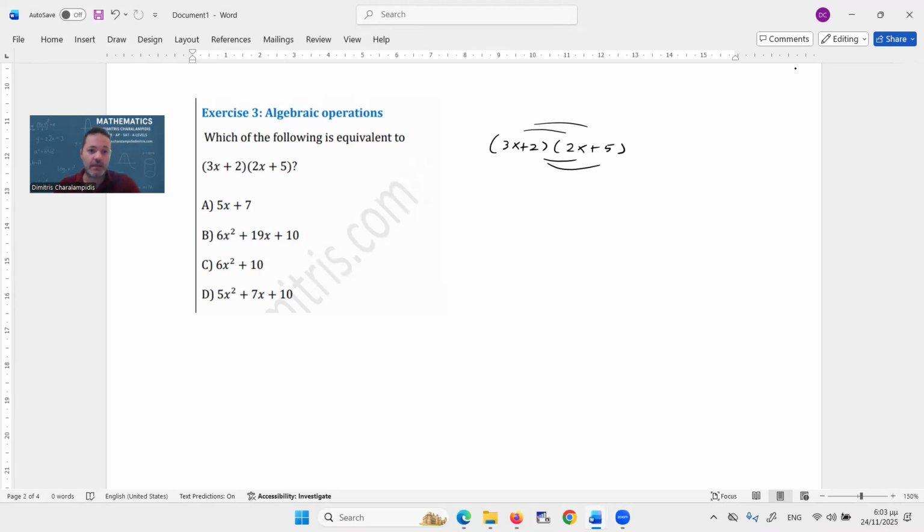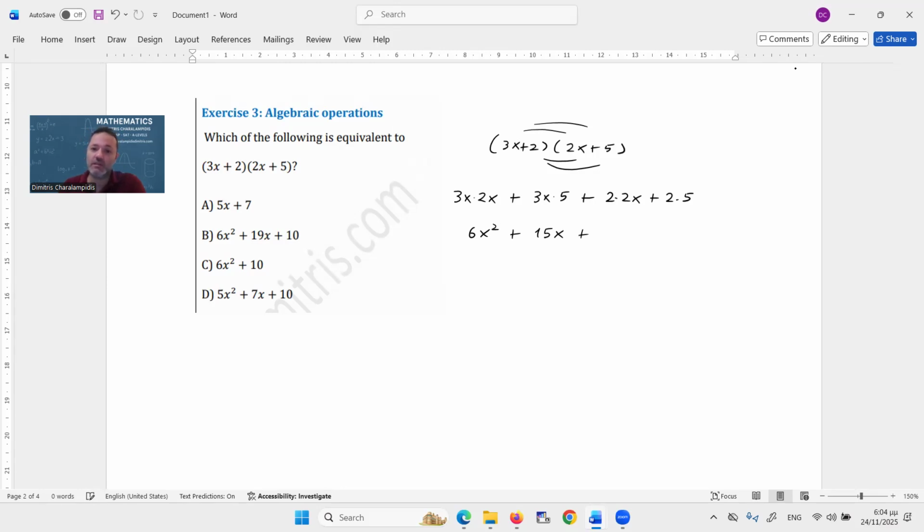first bracket, 3x and 2, with every single term of the second bracket, that is 2x and 5. So at first, I have 3x multiplied by 2x plus 3x multiplied by 5 plus 2 times 2x plus 2 times 5. 3x times 2x is 6x squared, plus 3x times 5 is 15x.